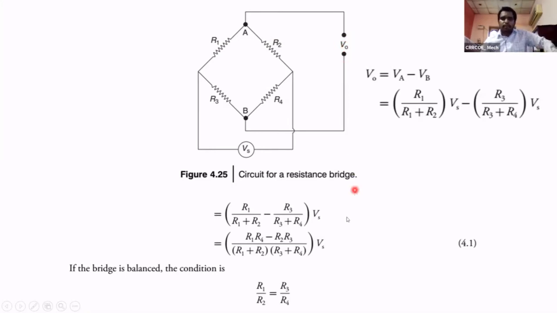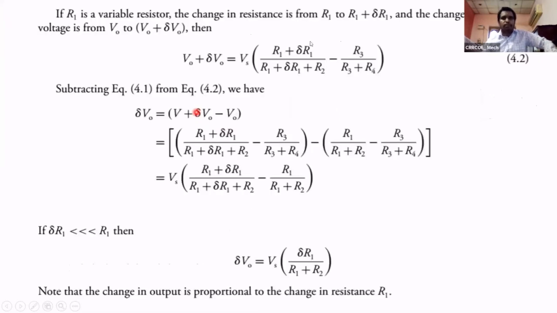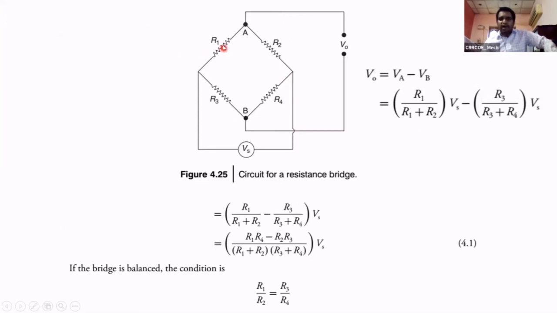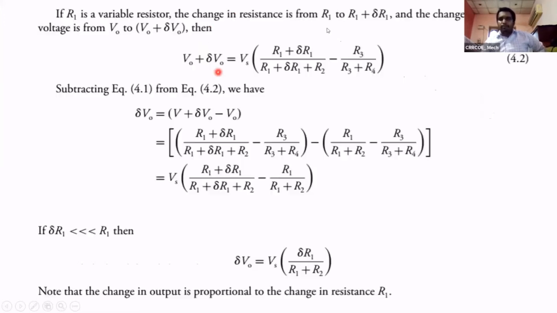Now we see. R1 in the circuit is changed. Suppose R1 is connected to a strain gauge. Because of strain, the resistance is changed, which means R1 is increased. Suppose R1 plus delta R1 is the increase of resistance. Definitely the output voltage will change. V out should be V out plus delta V out. This is the change in output voltage because of the increase of resistance by delta R1.